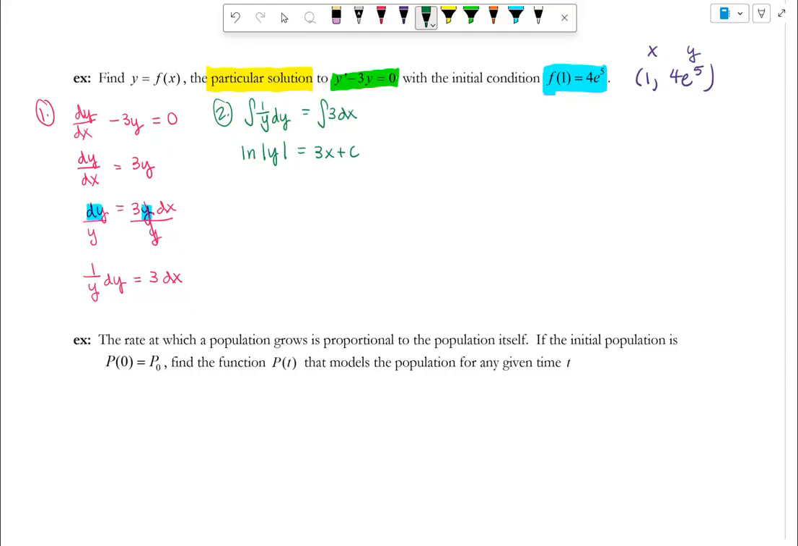Again, you cannot forget the plus c. You only really need it on one side. It's not wrong to put it on both, but it's unnecessary. Put it on the side with x.